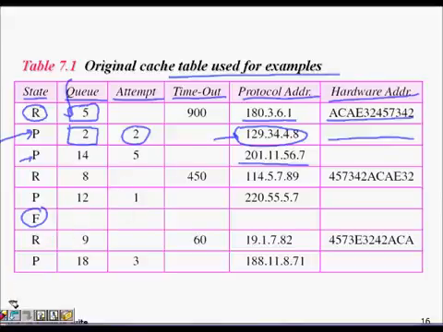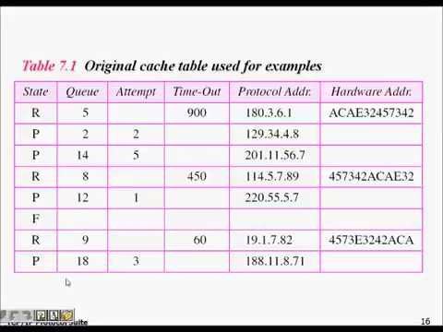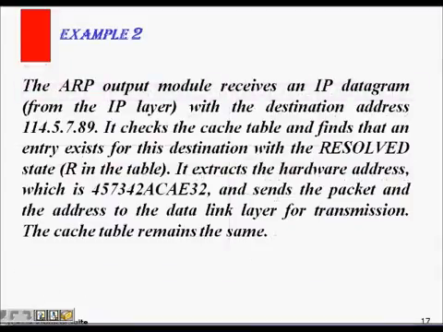So let's try to see. We have a few interesting questions here. The first one: what happens when our output module receives an IP datagram? It gets an IP packet with destination address 114.5.7.89. It checks the cache table to see if it has the MAC address for this one. If it has, it can forward it to that particular queue.